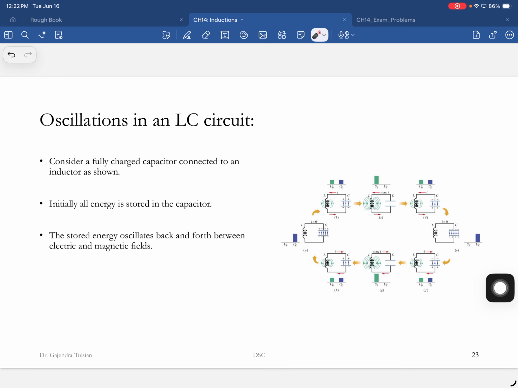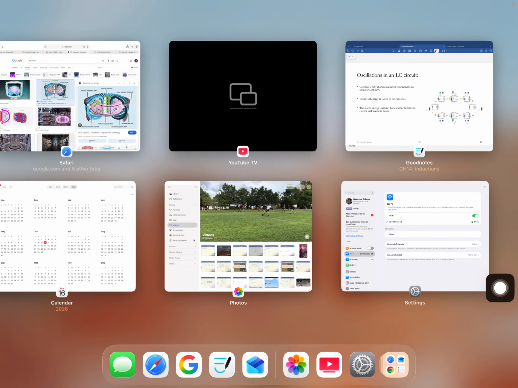All right, so now this is one of the most important circuits in your life, or at least there are trillions of copies of this simple circuit. What is the circuit? It has a capacitor and an inductor. Before I get into that, let me show you a little app.